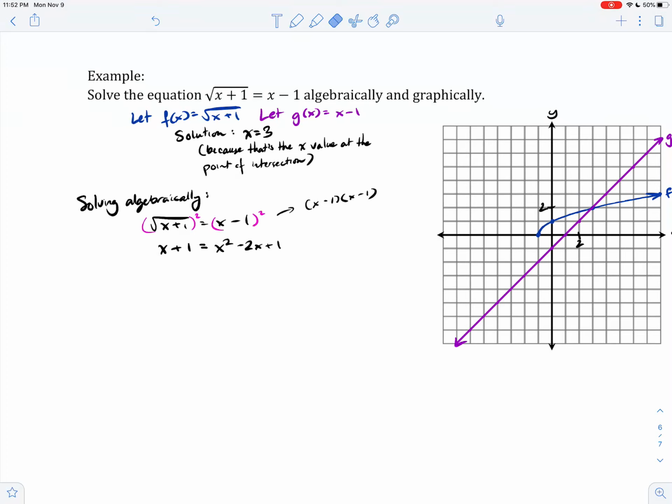Don't forget. And now we solve this thing. Let's get 0 on one side. Let's get everything else on the other. What is this? Minus 3x. So that's it. I will solve this by factoring. And right there I can say that x is equal to 0, or x is equal to 3.